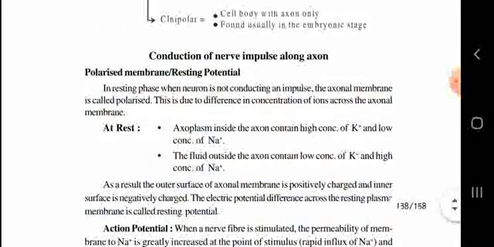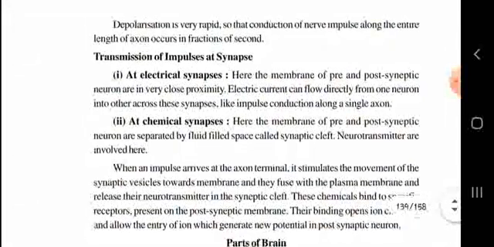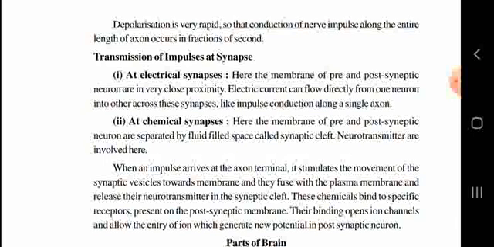Next, conduction of nerve impulse along an axon. The axon is at rest; action potential we have learnt. Next, transmission of impulse at synapse. In an electrical synapse, the membranes of the pre and post synaptic neurons are in very close proximity. Electric current can flow directly from one neuron into the other across the synapse, like impulse conduction along a single axon. In a chemical synapse, the membranes of the pre and post synaptic neurons are separated by a fluid filled space known as the synaptic cleft.